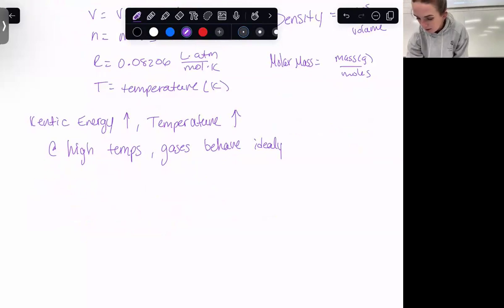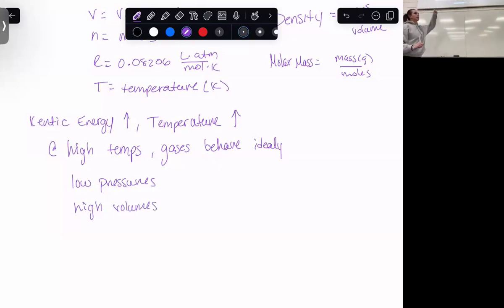So we want low pressures and we want high volumes. At these conditions, high temp, high volume, low pressure, we're going to have ideal gases. So if you have a question asking which one is going to behave the most ideally, you want your highest temperature, your highest volume, and your lowest pressure.